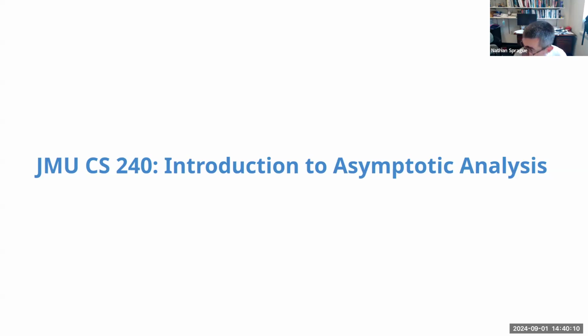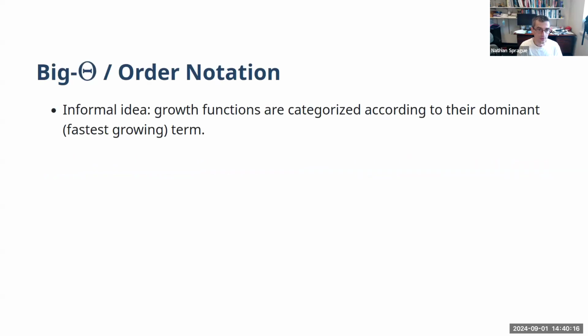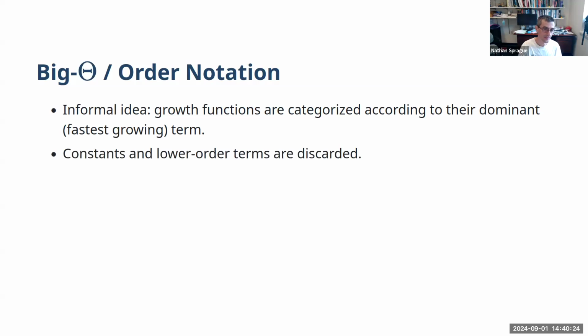And we'll eventually provide some mathematical definitions of those categories, but let's start with some informal rules of thumb. So the informal idea is that our functions are going to be categorized according to their dominant or fastest growing term. And what that means is that we're basically going to throw away constants and lower order terms in order to determine the category that we're working with. So let's see some examples.